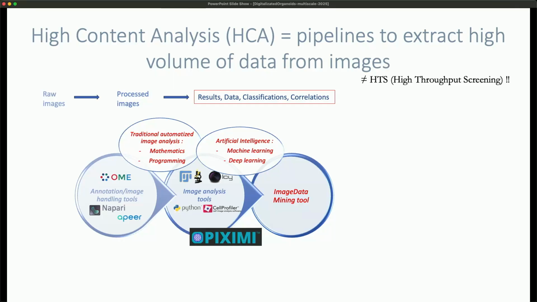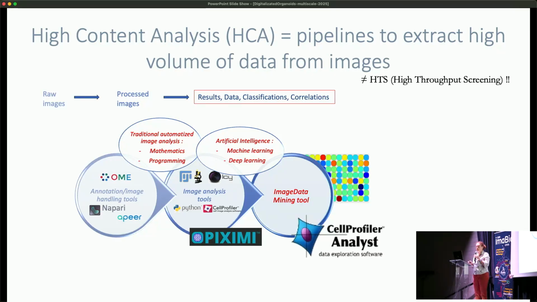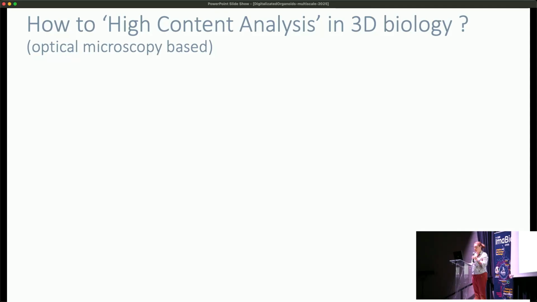There are several software tools that allow you to perform your extraction of data. We start with the classic one, to do traditional automated image analysis based on morphology, mathematics and programming. But of course, recently we have artificial intelligence, machine learning or deep learning that allow you to go a little bit further, but not necessarily. So there are several tools and software coming from OME, Napari, Fiji, Pixelmina and CellProfiler. I will also insist a little bit on the data mining tool, like the CellProfiler Analyst published by Anne Carpenter. And this will allow you to win a Nobel Prize and to get a nice publication, hopefully.